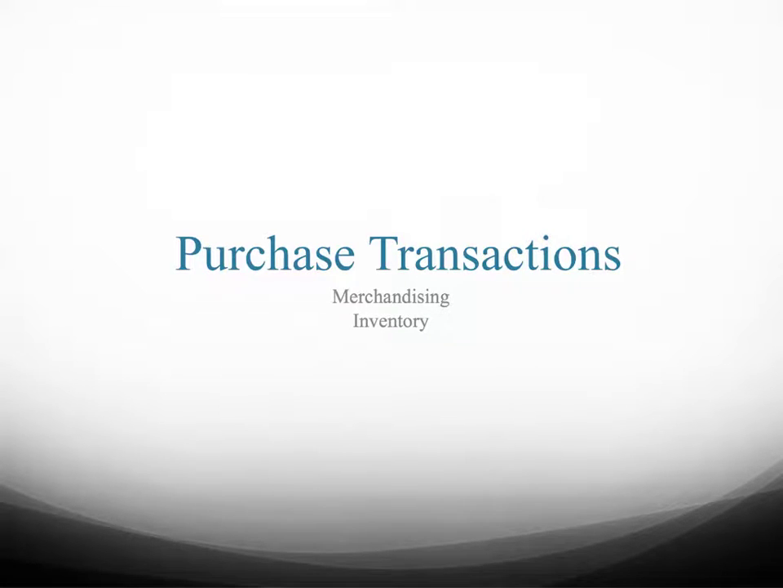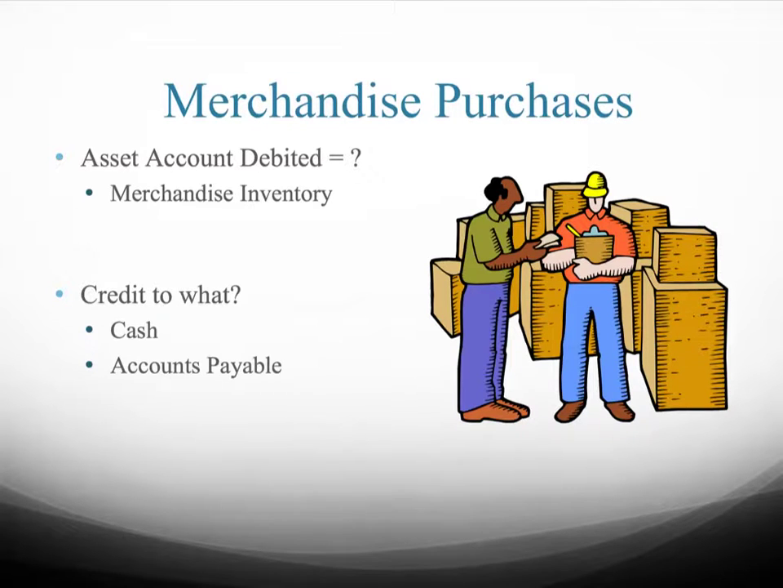In this presentation, we're going to take a look at purchase transactions. We are still in a perpetual inventory system for these purchase transactions. In the perpetual inventory system, when we buy merchandise, that's merchandise purchases, we are going to have a debit and a credit for our journal entry.